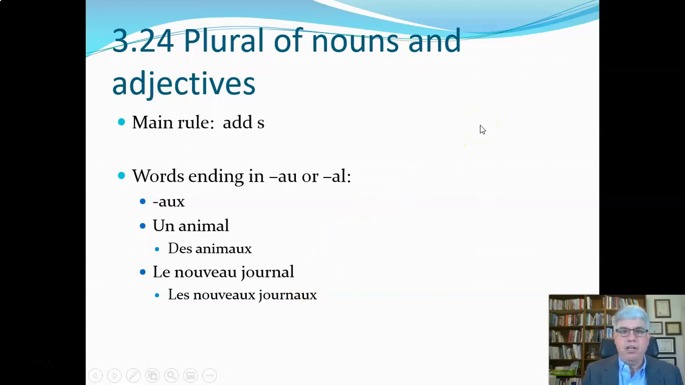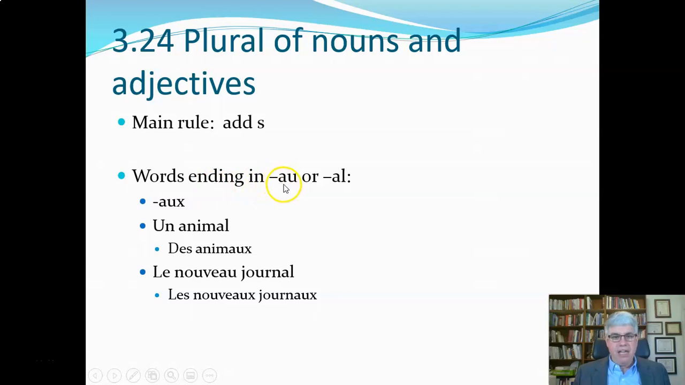Now let's talk about how we make nouns and adjectives plural. What we've been doing so far is just adding an S and saying, aha, it's just like English. So that's the main rule. Add S to make a noun plural. If you're making an adjective agree in number to make it plural, add S. But there are a few exceptions.